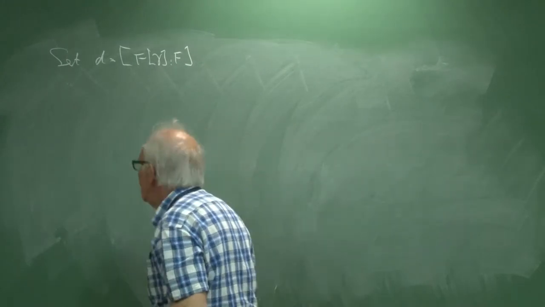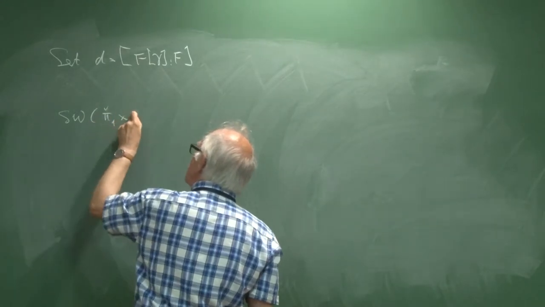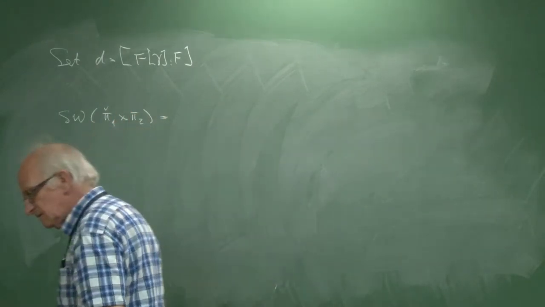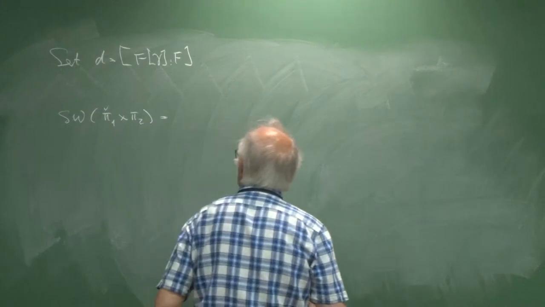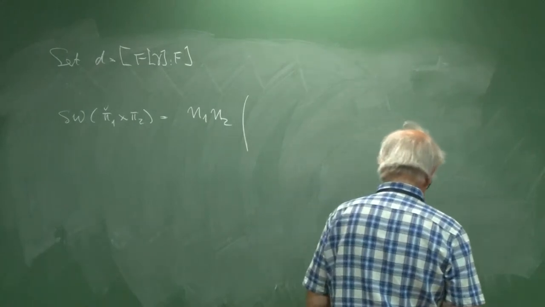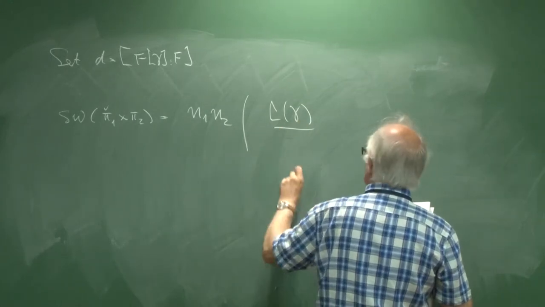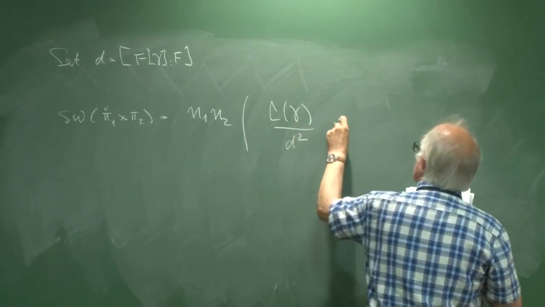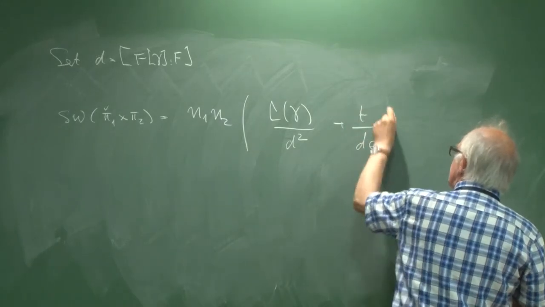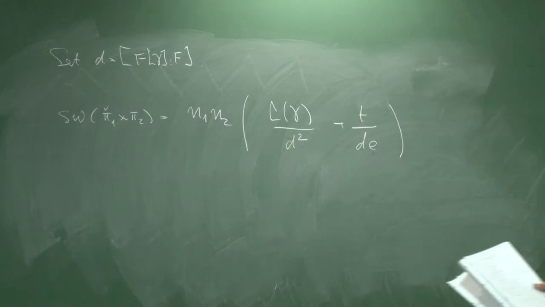Gamma on F, then we get the Swan exponent of pi 1 dual or by pi 2 is N1 N2 into, right, a mysterious number, German C of gamma on d squared plus T over dE. And that's the E I started with, the LCM of the two ramification indices. Right, so what is this mysterious number C of gamma?